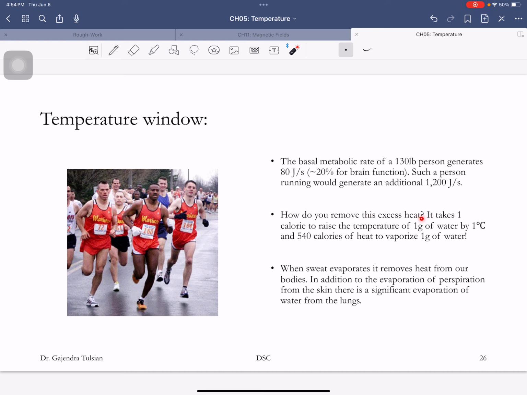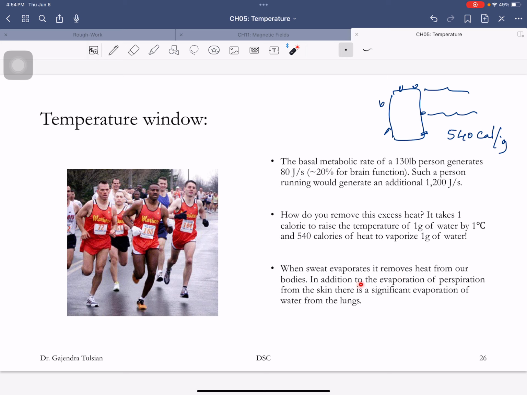So how do you remove this excess heat? When you go for a run, normally this is how you get rid of the heat. You sweat and the sweat evaporates, and it's taking away 540 calories of heat per gram. So this is a very efficient mechanism of cooling. When sweat evaporates, it removes heat from our bodies.